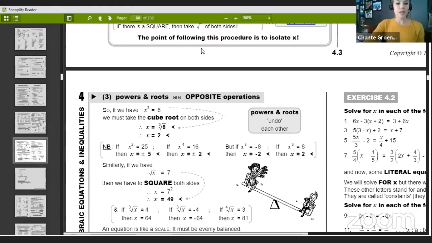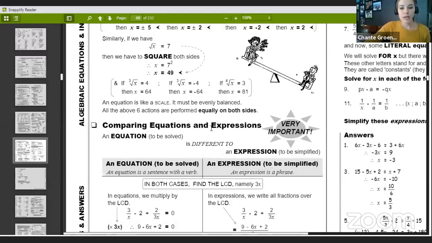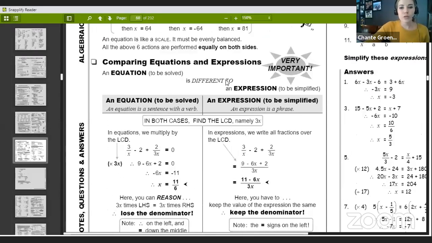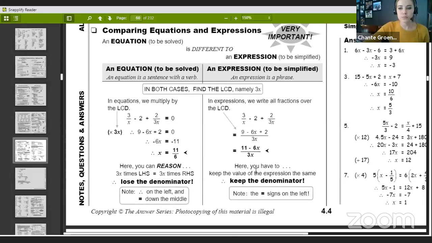Okay. Like we did yesterday, these powers and roots are the same. I just quickly want you to also screenshot this for me. This is very important.